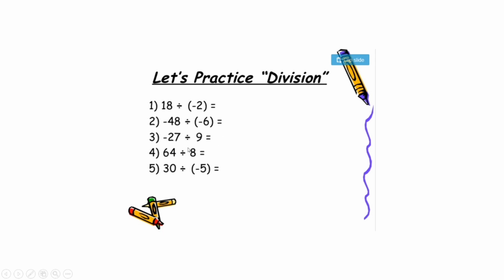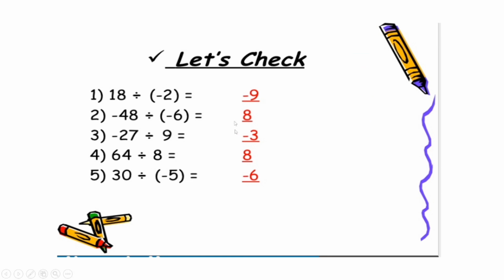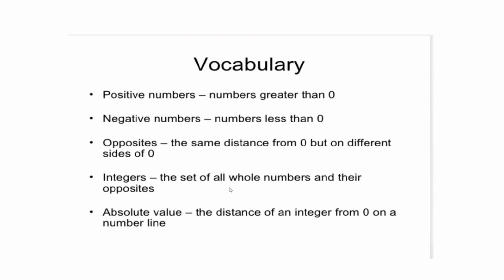Next, 64 divided by 8 is 8. 30 divided by minus 5 is minus 6. Let's check. 18 divided by minus 2 is minus 9. Minus 48 divided by minus 6 is 8. Minus 27 divided by 9 is minus 3. 64 divided by 8 is 8. 30 divided by minus 5 is minus 6.